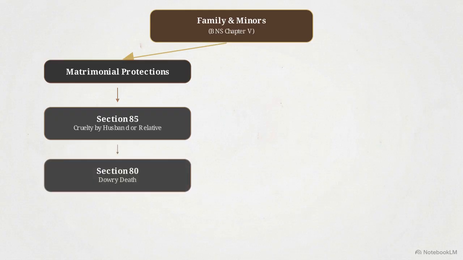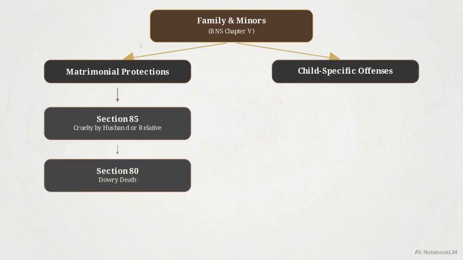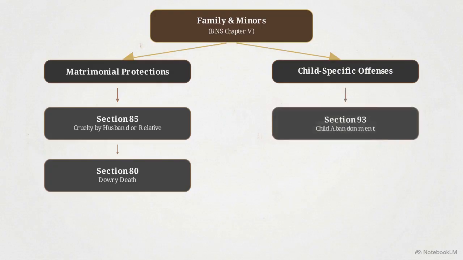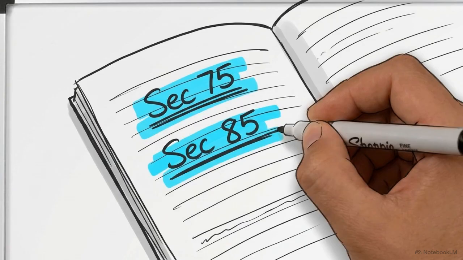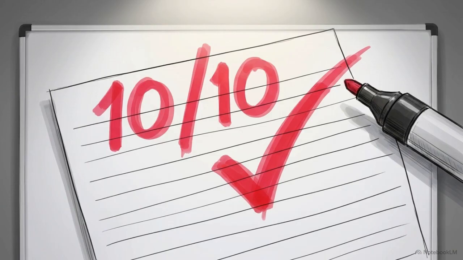The structure also includes child-specific offenses, Section 93 for child abandonment, and Sections 98 and 99 punishing the trafficking and exploitation of minors. Memorizing these specific section numbers and their unique legal ingredients is the most efficient way to maximize marks in the short note section of the exam.